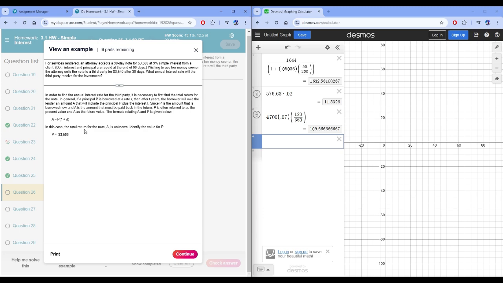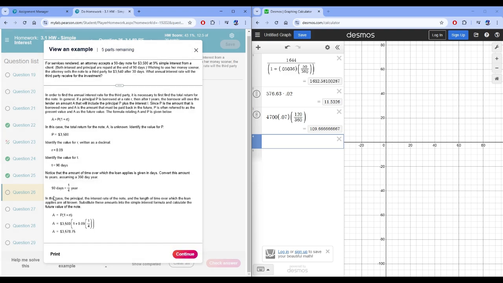So in this case, the total return for the note A is unknown. Identify the value for P. Well, P is going to be 3,500 in this case because that's how much they're starting with. Identify the time, 90 days. So here they're starting with 90 and ending with 30. Okay, so then they find the interest rate, and they find out that this 3,500 should be worth 35.7.